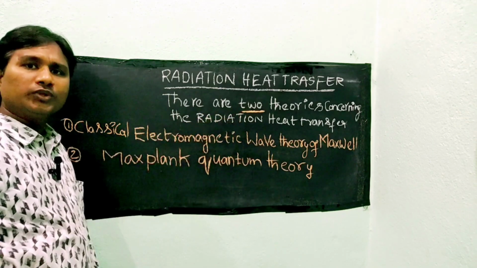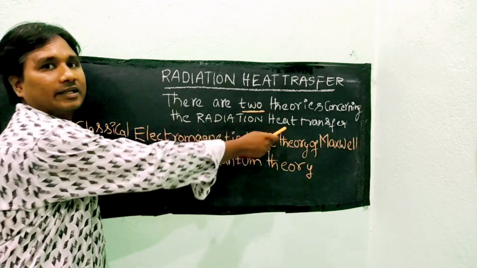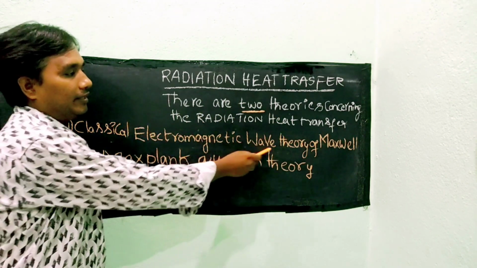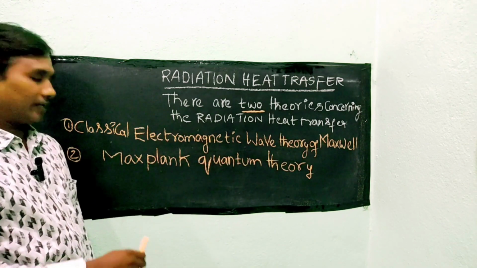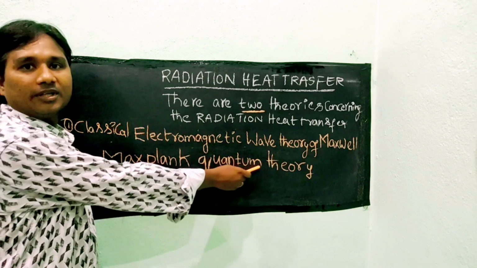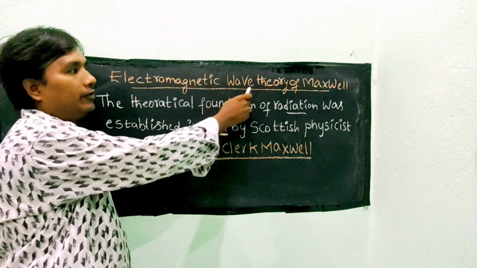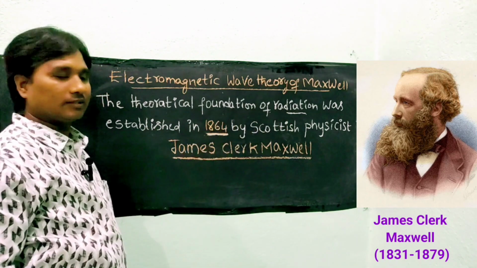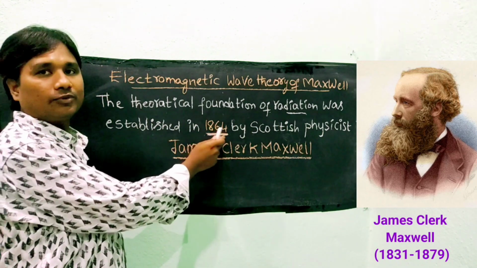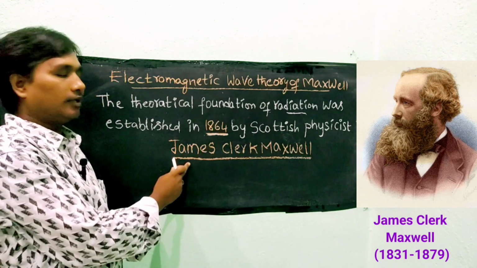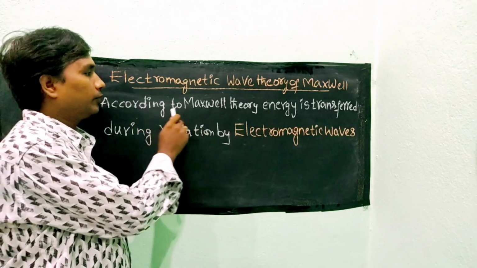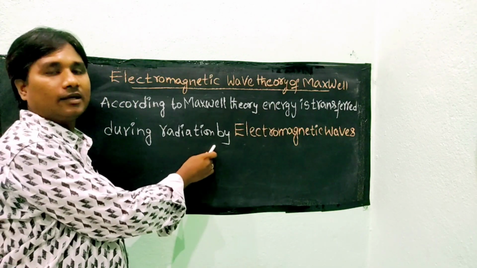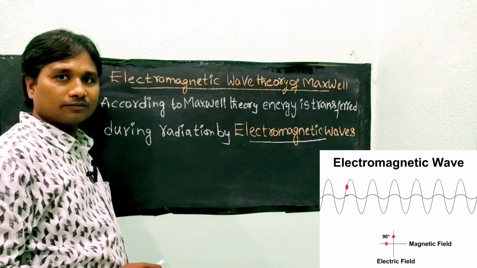There are two theories concerning radiation heat transfer. First one, classical electromagnetic wave theory of Maxwell. Second one, Max Planck quantum theory. Electromagnetic wave theory of Maxwell: the theoretical foundation of radiation was established in 1864 by Scottish physicist James Clerk Maxwell. According to Maxwell theory, energy is transferred during radiation by electromagnetic waves.